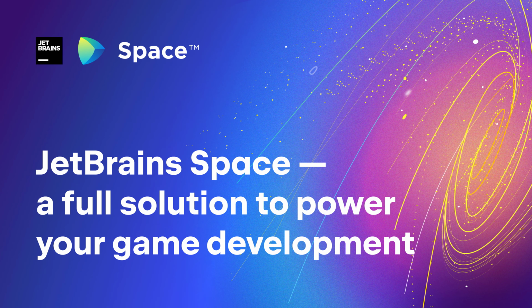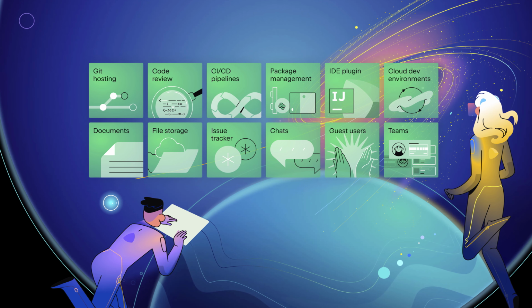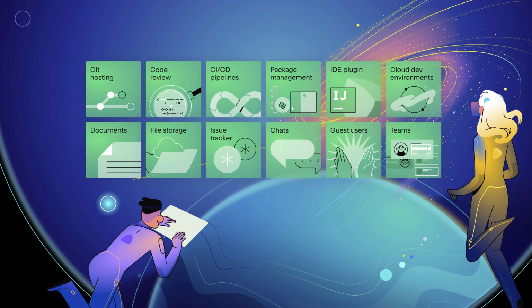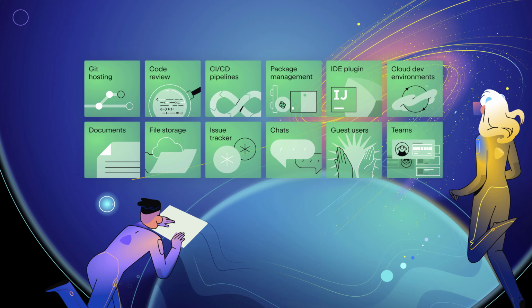With JetBrains Space, you get a full solution to power your game development process. It comes with Git hosting, issue tracking, code reviews, documents, file storage, an integrated chat tool, and more. You can use it in the cloud or self-host Space on your own server. Let's look at a typical workflow.